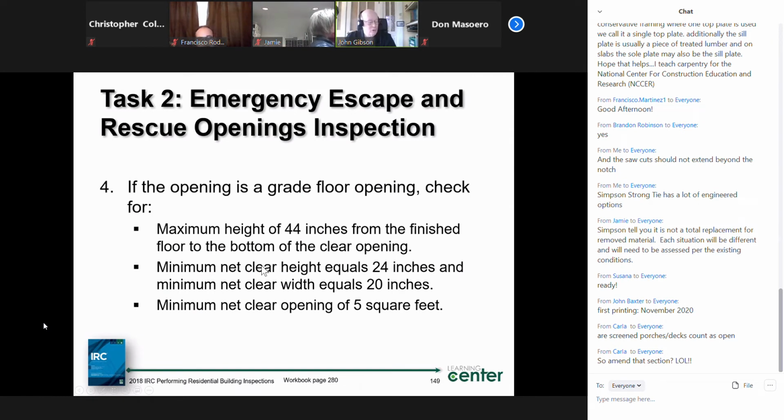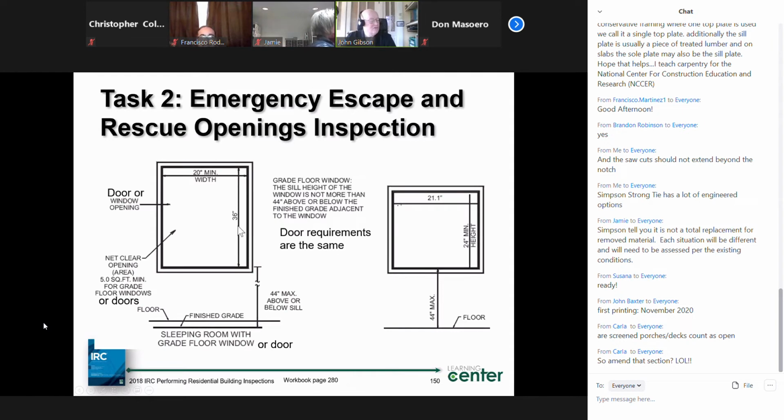For the grade floor windows, same kind of conditions, and we're only looking at 5 square feet. So now we would be at 20 inches wide. For 5 square feet, we're about 3 feet. And for going to 24-inch height minimum, we're 21 inches in width.